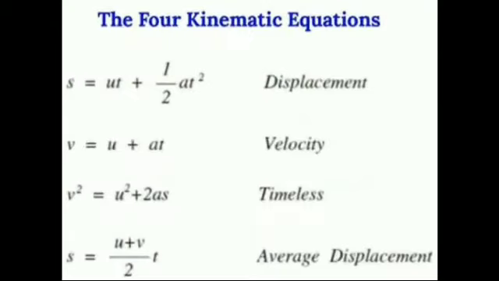The 4 kinematic equations. First one, s is equal to ut plus half at squared, the displacement equation. Second one, v is equal to u plus at, the velocity equation. Third one, v squared is equal to u squared plus 2as, the timeless equation. Fourth one, s is equal to (u plus v) by 2 times t, average velocity displacement. These four kinematic equations are basic equations in physics.